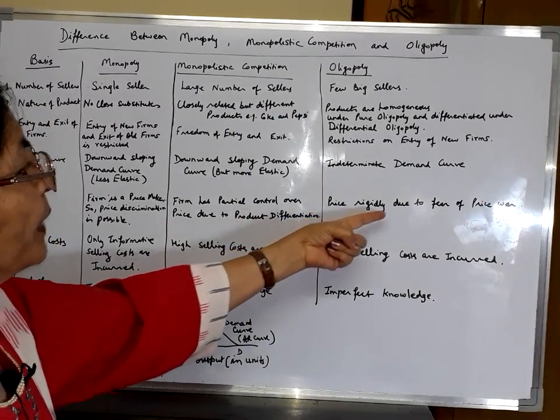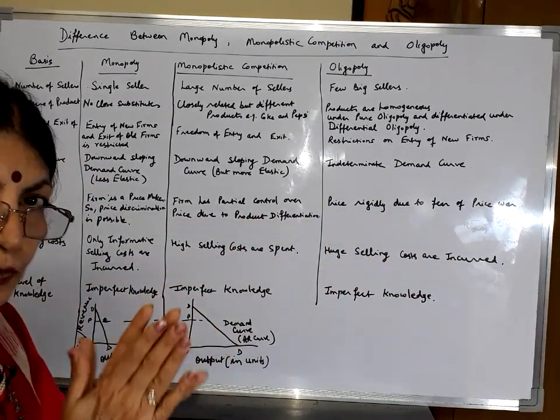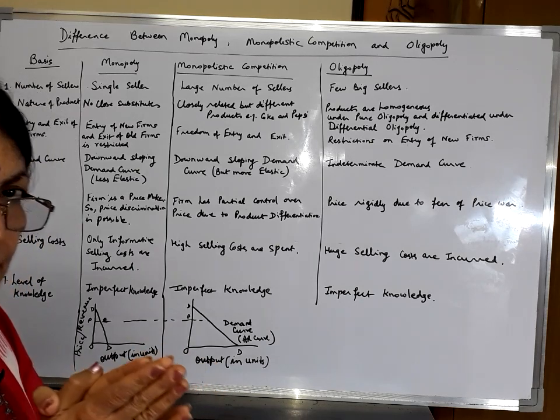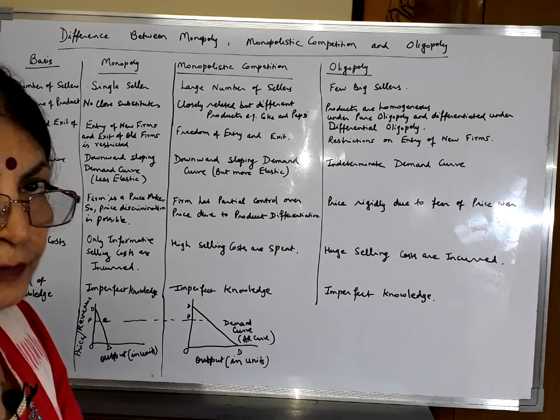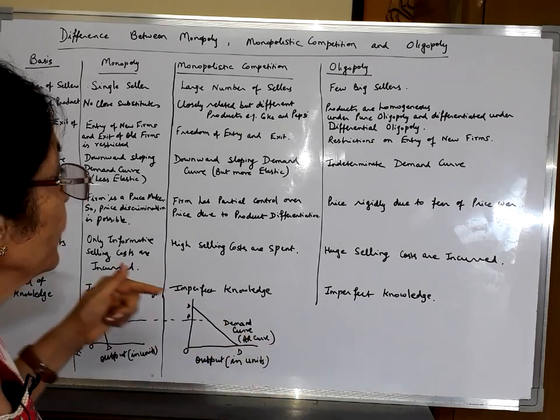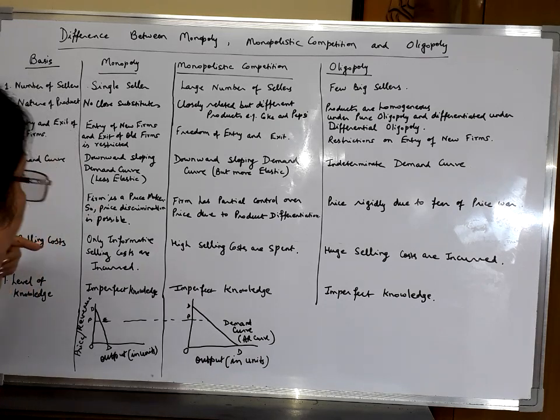Under oligopoly, there is price rigidity due to fear of price war. So they restrict to the same price as decided, because otherwise if they reduce the price, then the other producer may also reduce, and the other producer is also capturing a higher share of the market.